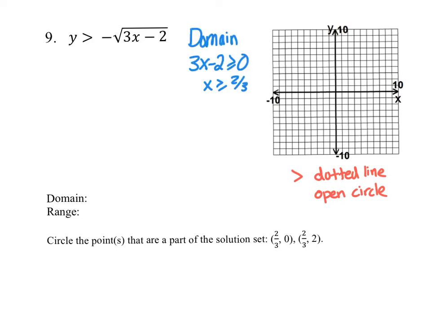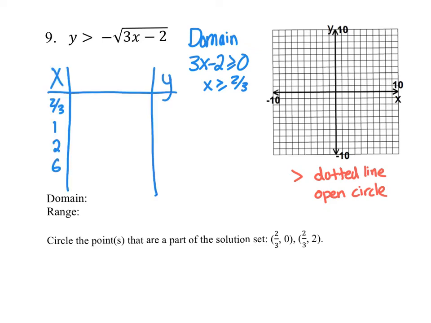To find our domain, I set the radicand, which is 3x minus 2, greater than or equal to 0, because again, we can take the square root of 0 and any positive number, but we cannot take the square root of anything negative. Now I'll make a table of values. I have to put my endpoint, or x equals 2/3, into my table of values because I know that I need the endpoint for my graph.